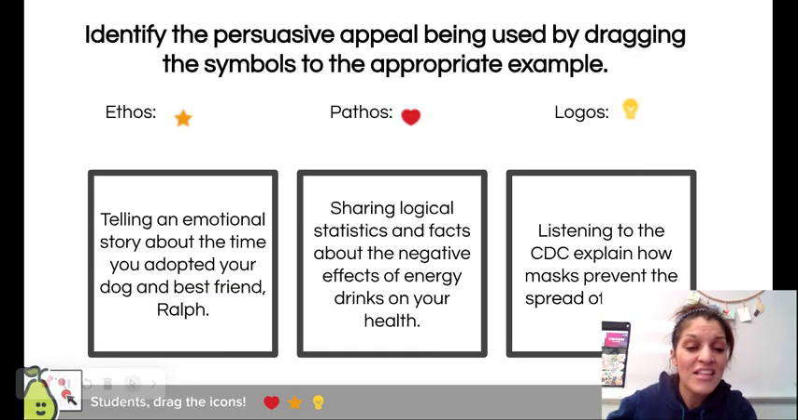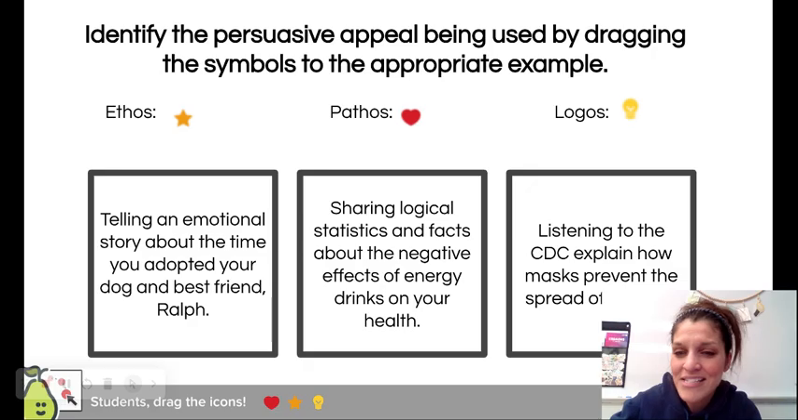So if you were to look at these three categories, telling an emotional story, sharing logical statistics, or listening to the CDC explain how masks prevent the spread of disease, which one would you identify? I'll say pause for a second and see if you can pick out which one is which.